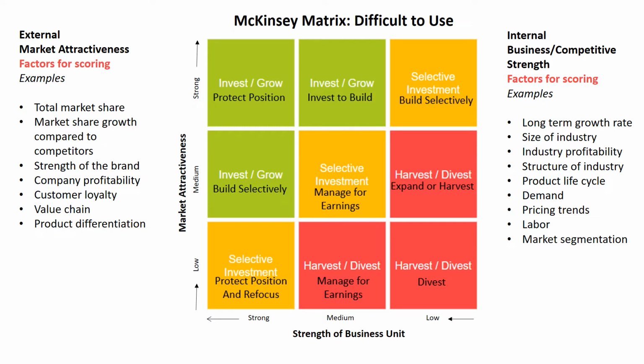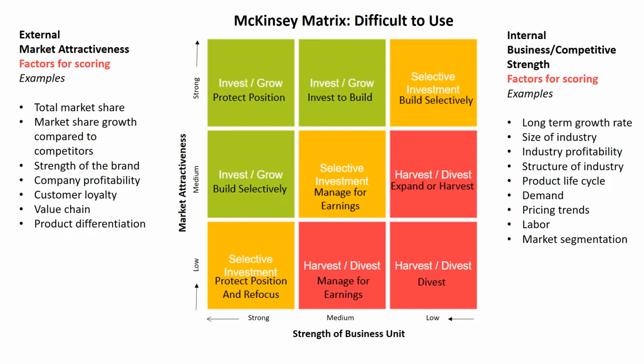Let's for now go back to the internal analysis and the McKinsey matrix, which, while interesting, is a bit difficult to use. First of all, you should note that the 3x3 table is driven by two variables, the external market attractiveness of the business and the internal strength of the business. For this example, we have arbitrarily selected factors for each of the variables to score the business.